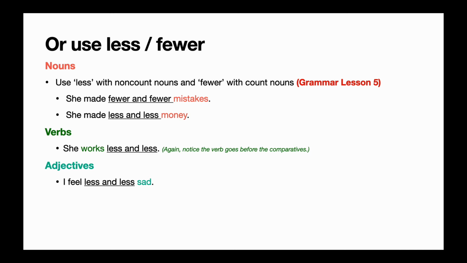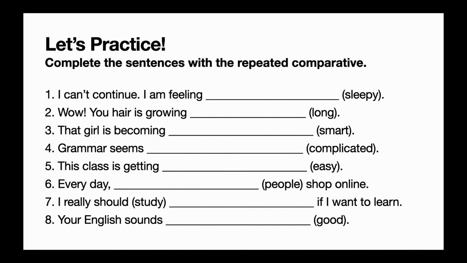And notice with this adjective form of less, we don't have to worry about the number of syllables in the adjective. We could say less sad or less interesting. And then with adverbs, again, the less and less will go in front of the adverbs. So let's practice. Complete these sentences using a repeated comparative of the word in parentheses. So pause the video, complete these 8 sentences, and then unpause the video to check your answers.